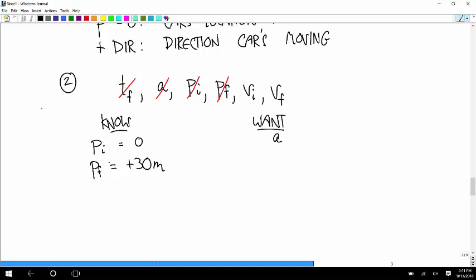Okay, so the initial velocity, so we know the speed is 40 meters per second, and then we have to think about the sign. So the sign of the velocity is the direction that the thing is moving. Is it moving in the positive or negative direction? Positive. So V initial is positive 40 meters per second. And then the last one is, do we know the final velocity? When the car comes to rest, rest means 0 velocity, so this is equal to 0.